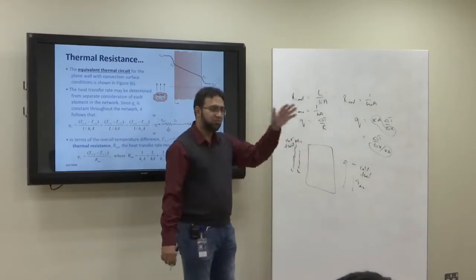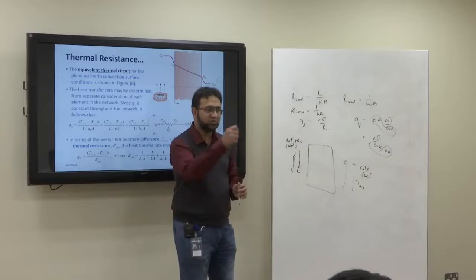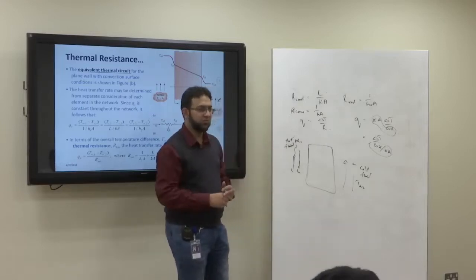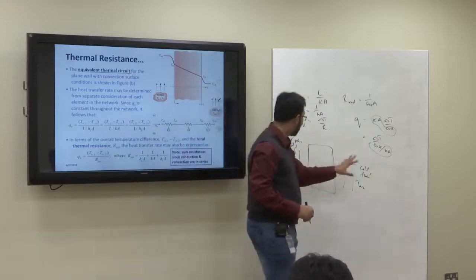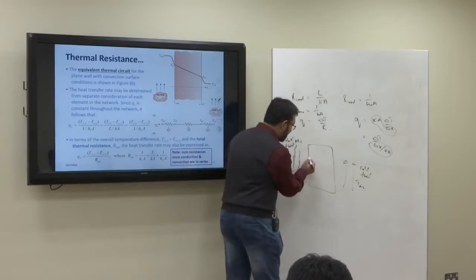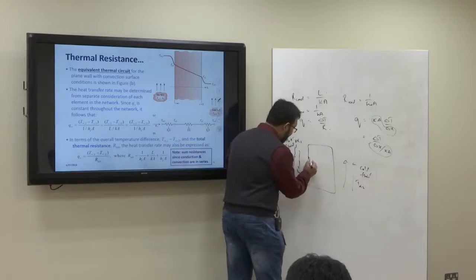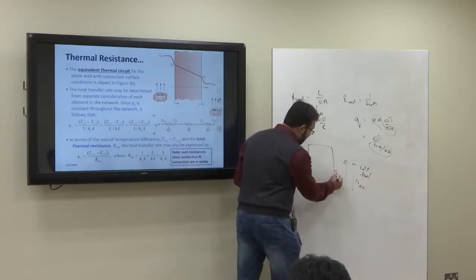Infinity means mean stream temperature. So when any gas is flowing, if you put a thermometer, whatever the temperature of that is, it will be the mean temperature of the fluid. So T infinity 1, T infinity 2. This is a hot fluid, this is a cold fluid. Obviously, you will have a temperature at the surface of this plane wall, and let's call it TS1, and you'll have a temperature at this surface, TS2.